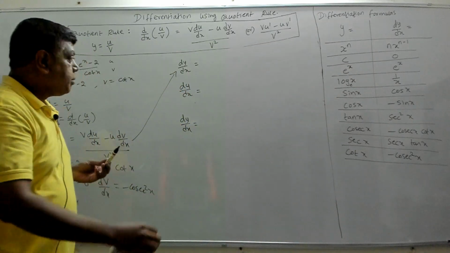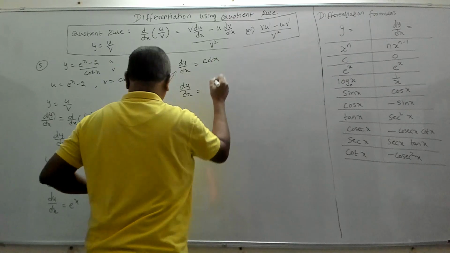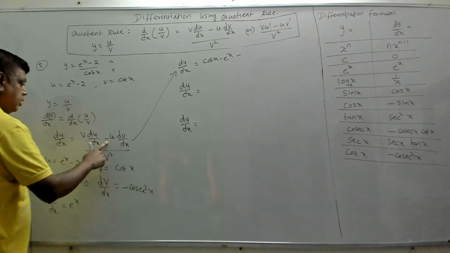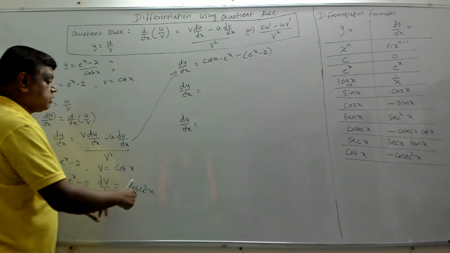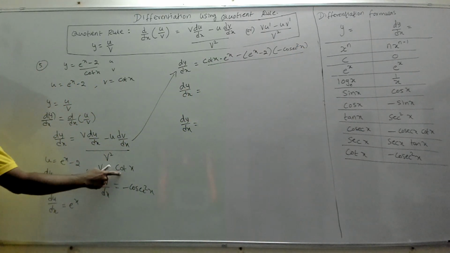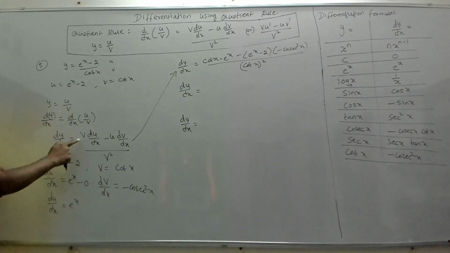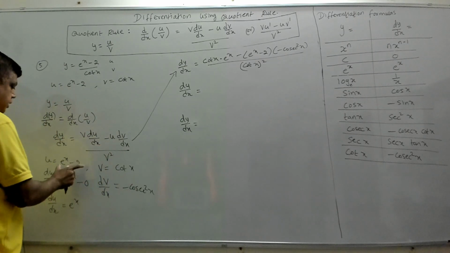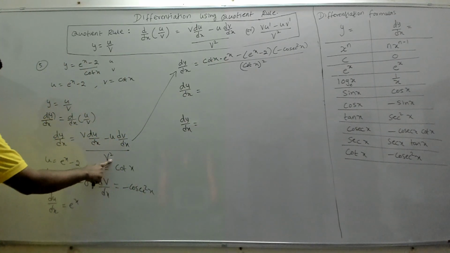So what is our dy by dx? Our dy by dx becomes v into du by dx, that is cot x into e power x, minus u, that is e power x minus 2, into dv by dx, that is minus cosecant square x, all by v square. So v is cot x, so you get cot x the whole square.